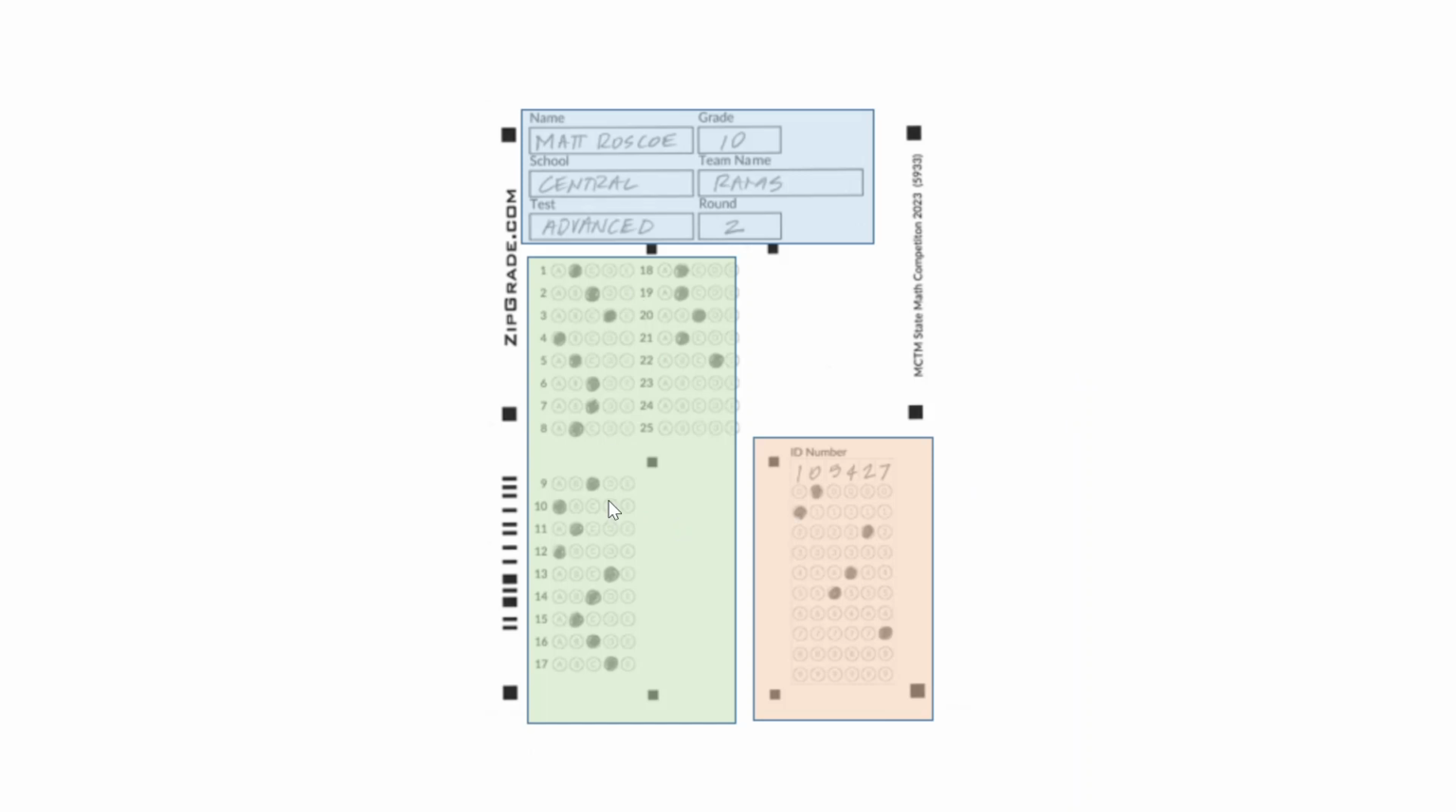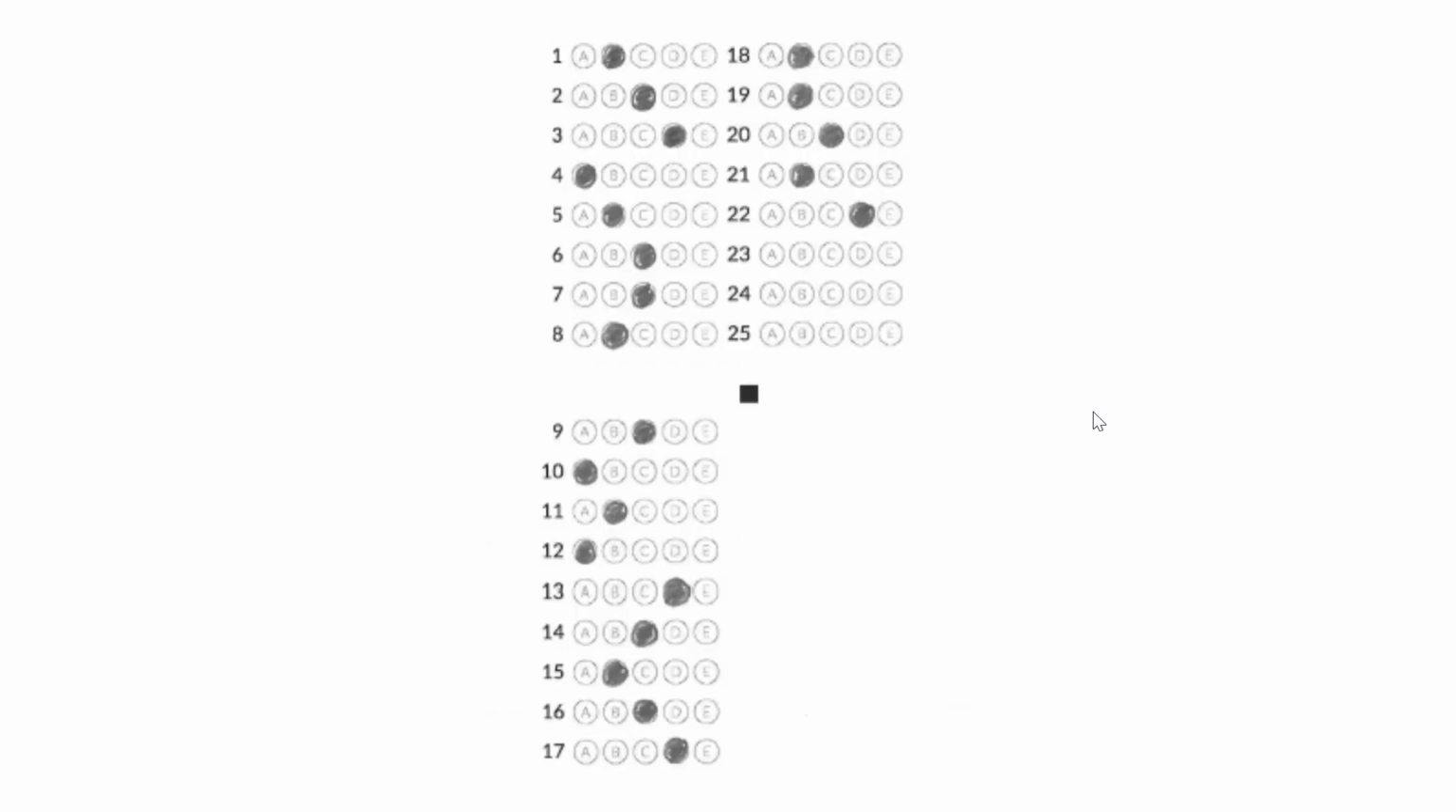Lastly, the green portion of this sheet, where I have the green rectangle drawn, is where you put the answers for the competition. As you'll notice, the answers are horizontally written. So for problem number 1, I answered B. For problem number 7, I answered C. For problem number 13, I answered D.